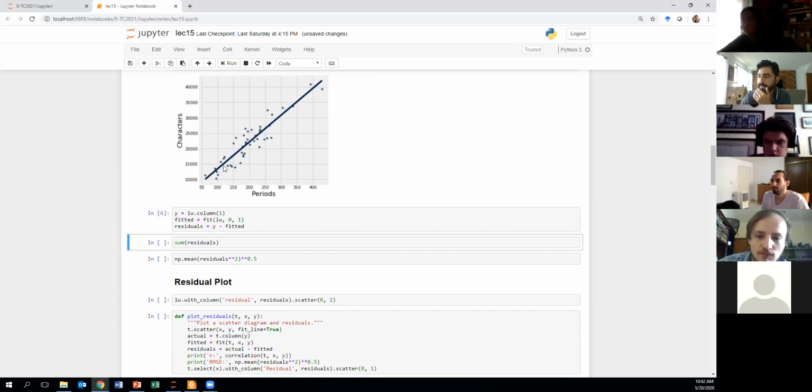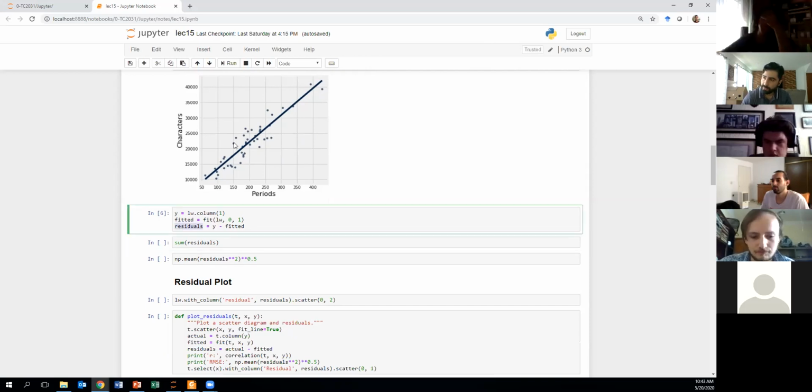But the point is, now you know what a residual is. Residual is this y value, the characters, minus the fitted value, which is on this line. Those are my estimates. So that's my residual, or basically the error in the estimation. If I try to annotate, for this point, this is my residual.